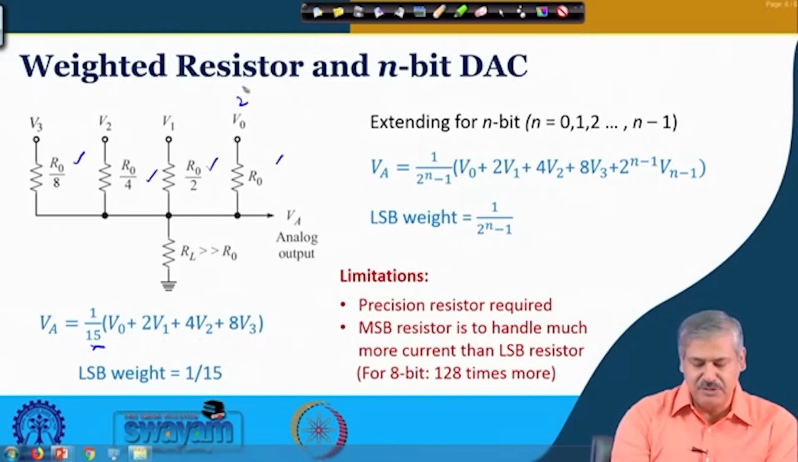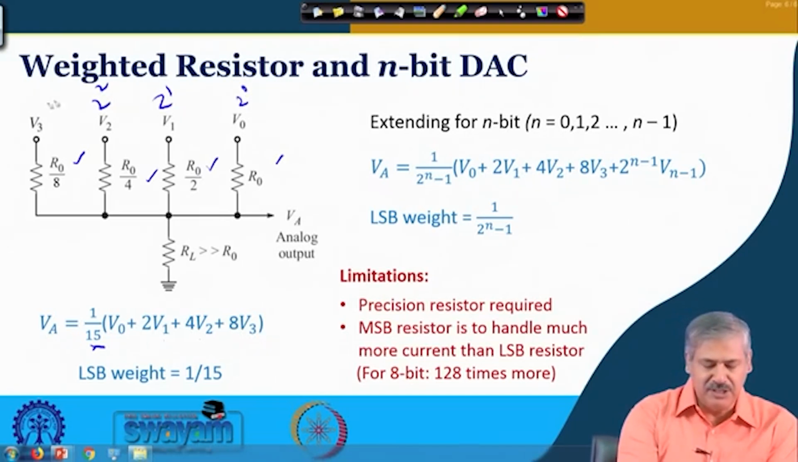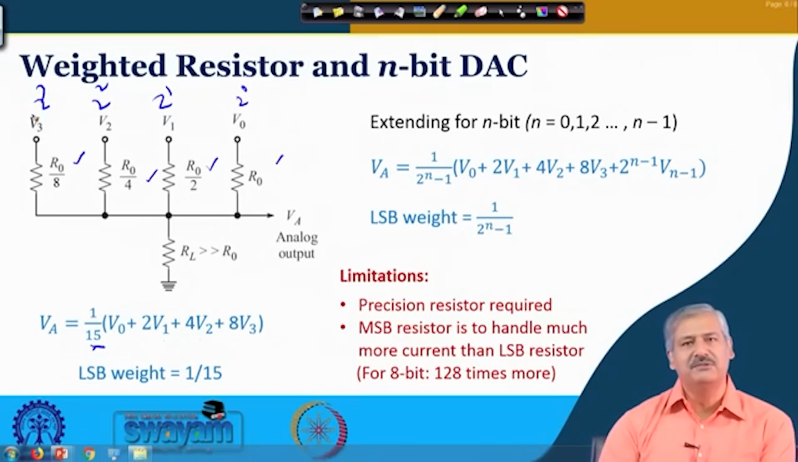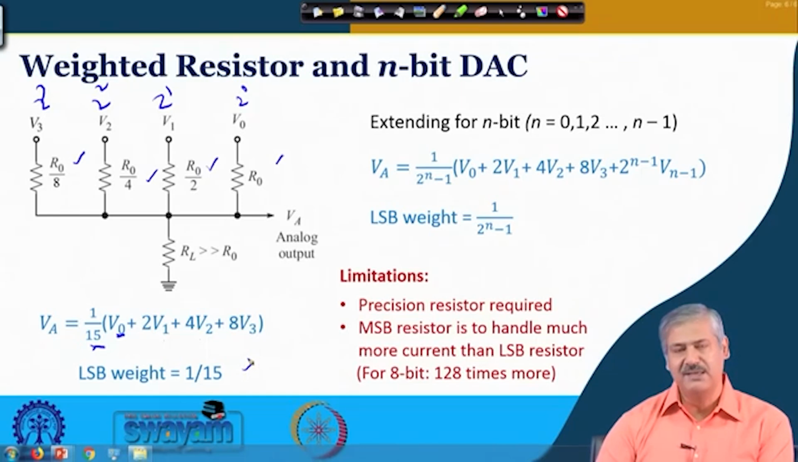So, this is 2 to the power 0, 2 to the power 1, 2 to the power 2 and 2 to the power 3. These are the corresponding binary weights for the digital data that is coming, right. And the LSB weight, earlier it was 1 upon 7 for the 3 bit case, now for the 4 bit case it is 1 upon 15, that is, whatever the V naught value, it will be multiplied by 1 upon 15, right.